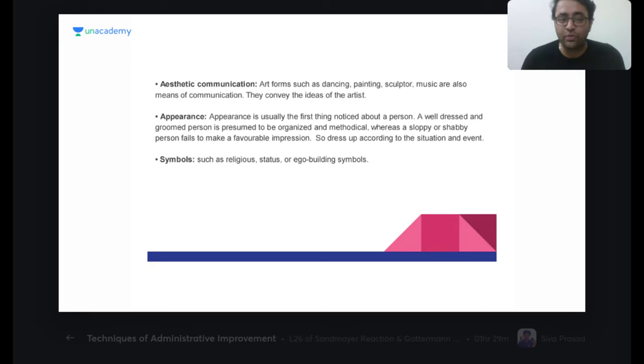A well-dressed and groomed person is presumed to be organized and methodical, whereas a sloppy or shabby person fails to make an impression, a favorable impression. So dress up according to the situation and event.